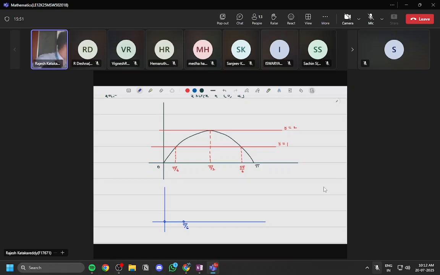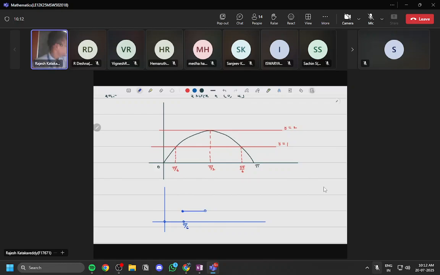Starting from pi by 6, going till pi by 2. Pi by 6 is included, pi by 2 is not included. It is ranging in between 1 to 2. If it is in between 1 to 2, the greatest integer value is 1. So pi by 6 we are filling, and pi by 2 we are leaving blank.